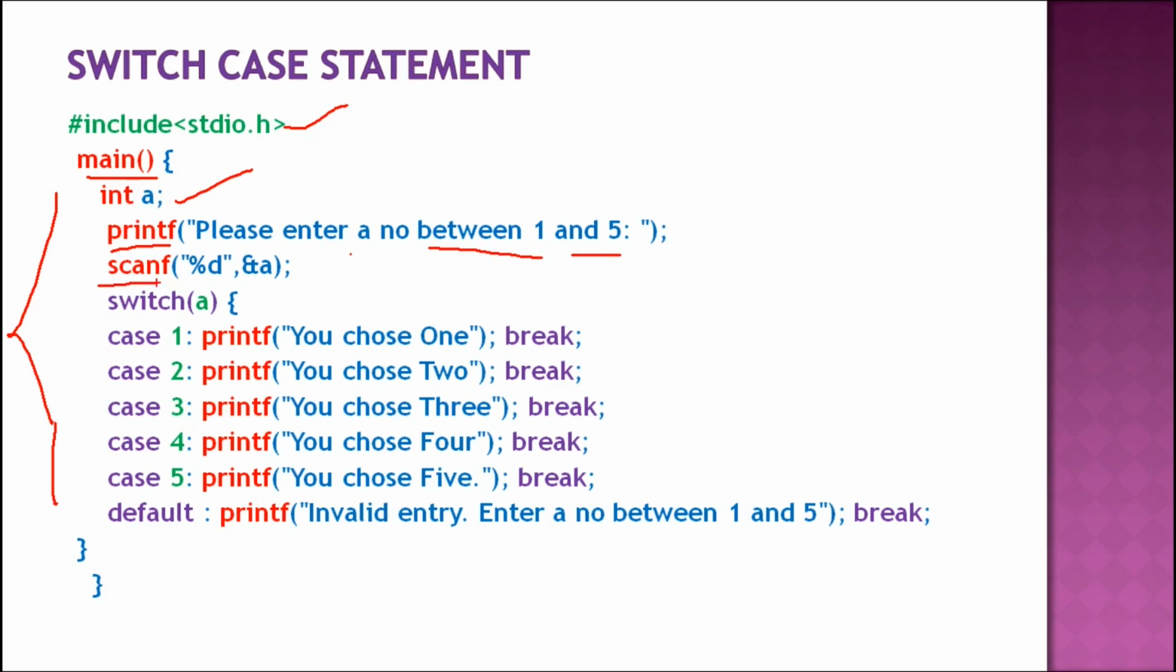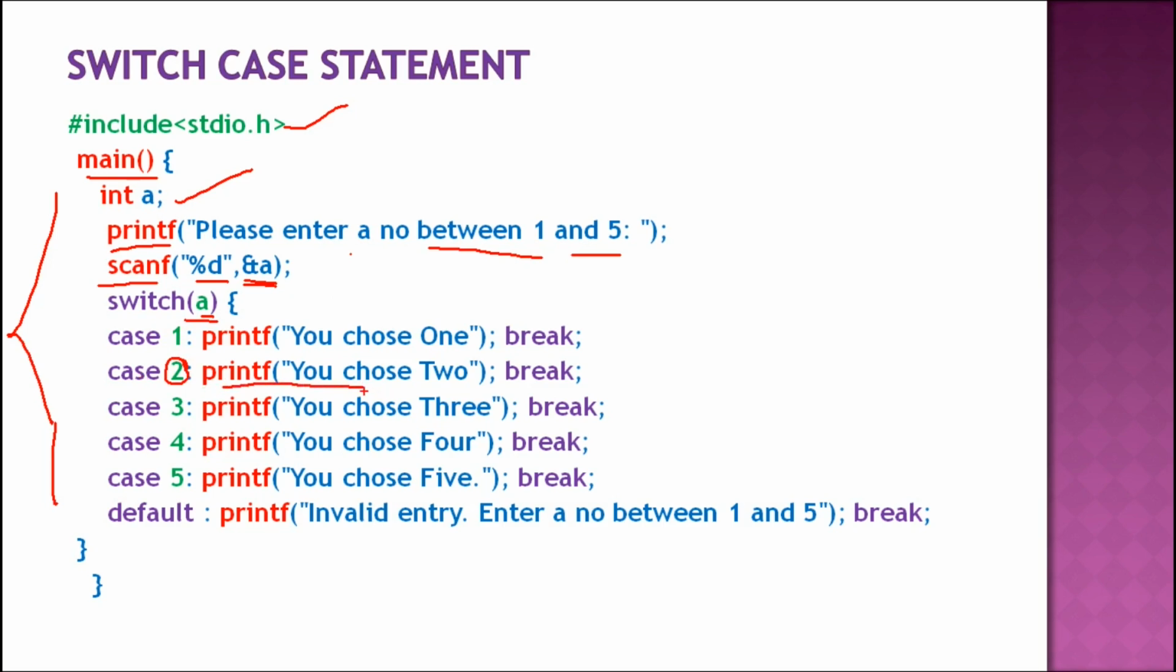and scanf will scan our a value, with the ampersand a storing our given value in the digit format. Then switch a: whatever value we give between 1 to 5, it will look into the a value, and that means the matching case. Suppose we give the value 2, then it will execute case 2.